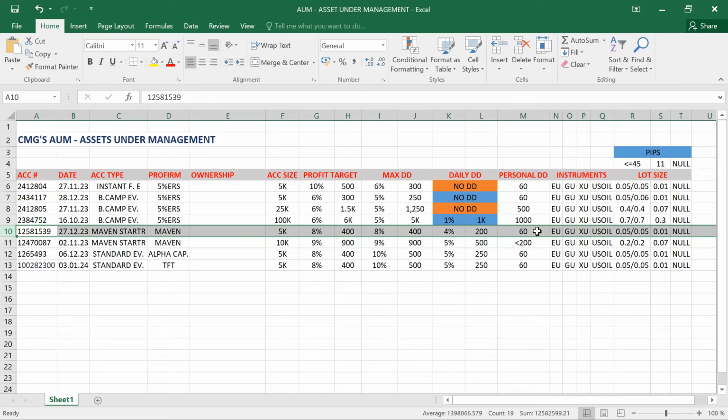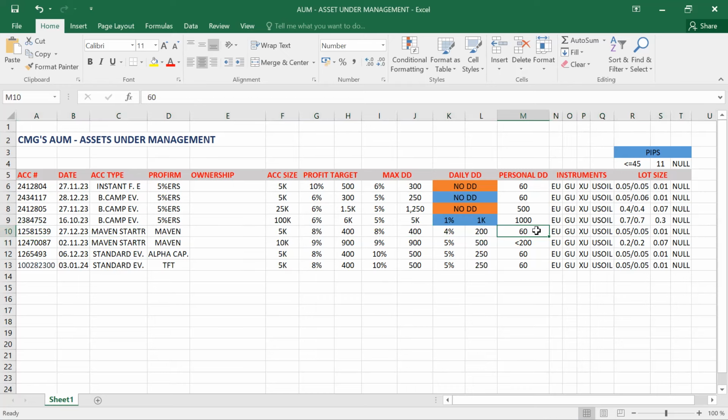So bring it down. Someone will say that 60 is very low. No problem. It means that in a day, if I'm risking 60, the 60 means the daily, the personal DD, is what I'm risking in a day. So if the trading for the day doesn't go well and I lose on all of my positions, then that means it should be $60, right? And $60, that's okay.